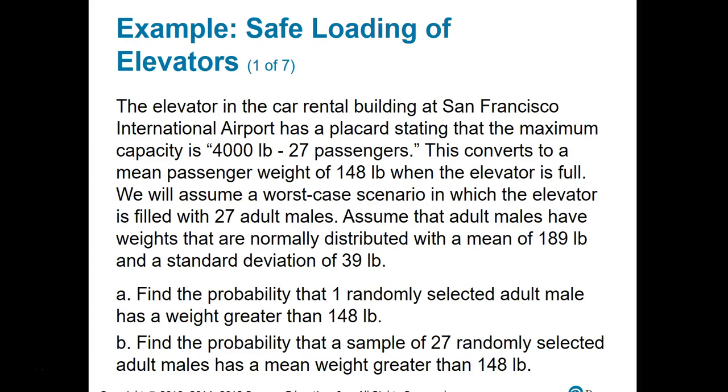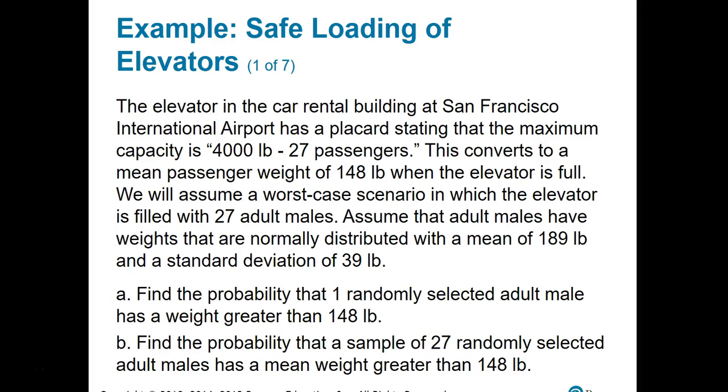All right, an example. So hopefully this will clear up some things. Safe loading of elevators. The elevator in the car rental building at San Francisco International Airport has a placard stating the maximum capacity is 4,000 pounds, or about 27 passengers. This converts to a mean passenger weight of 148 pounds when the elevator is full. We will assume a worst-case scenario in which the elevator is filled with 27 adult males.